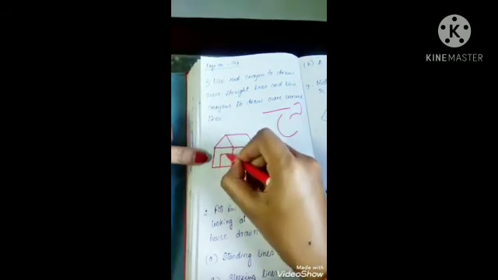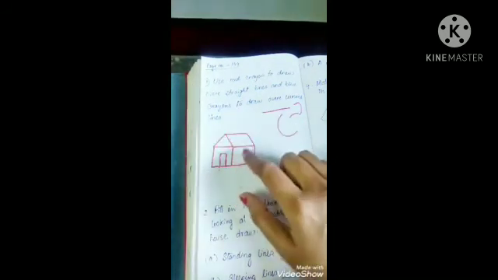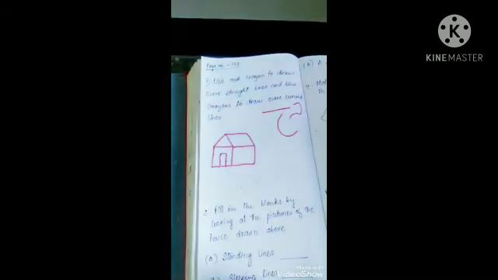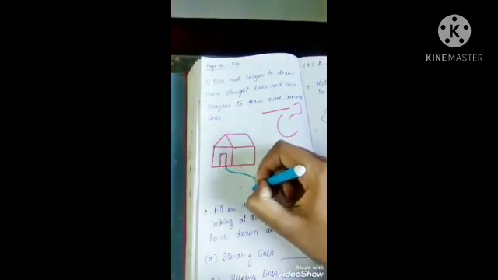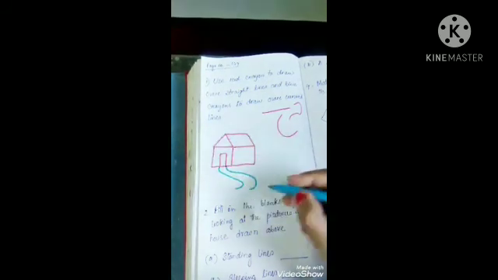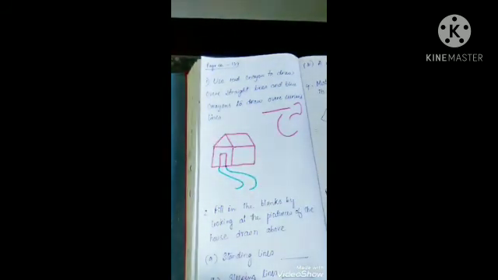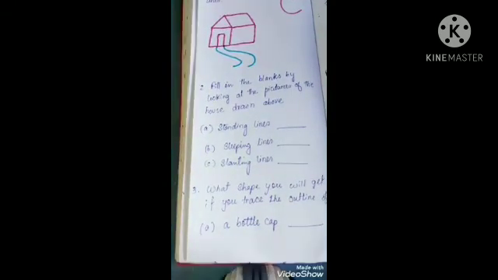You can see, this one is completely a straight line, so I'm using red color here, and for the curved line I'm using the blue color. Here, if you join the dots you will get this one, which is a curved line, right? So for that I'm using the blue color. In this way you have to draw the other pictures also.